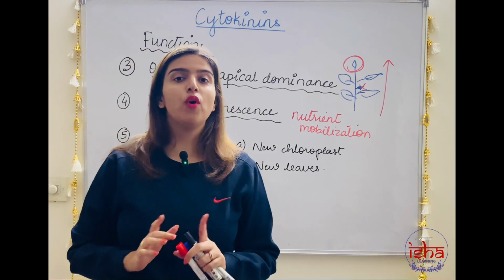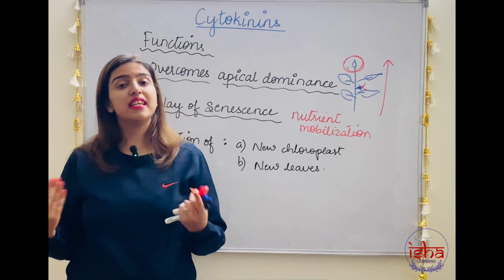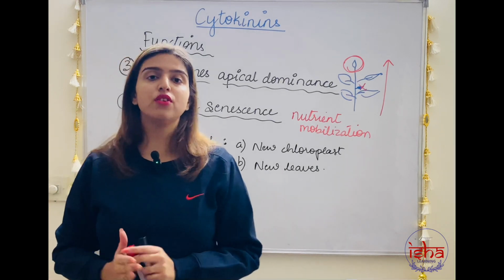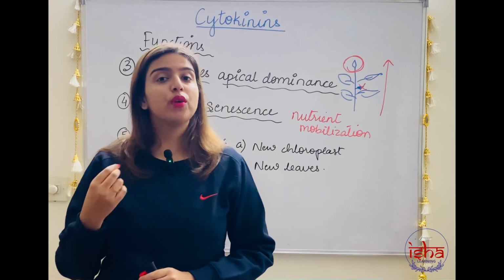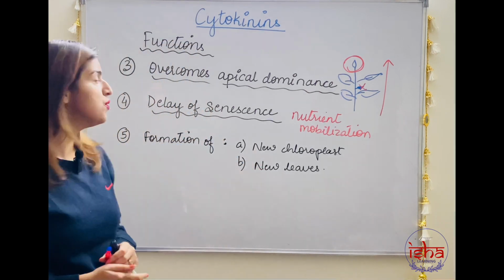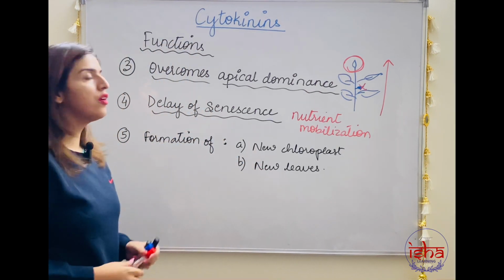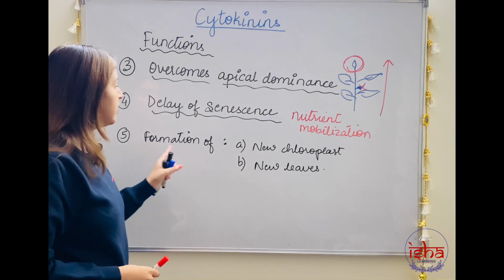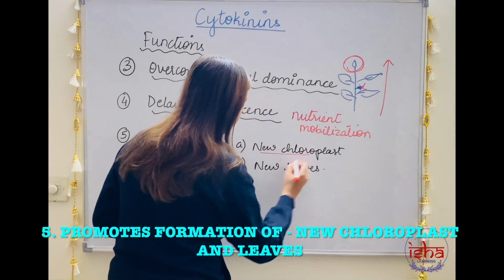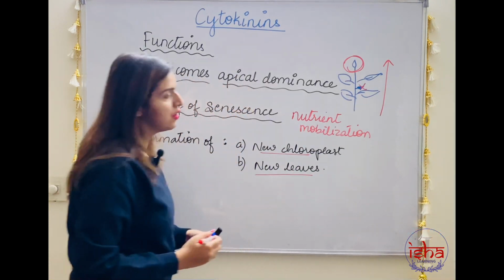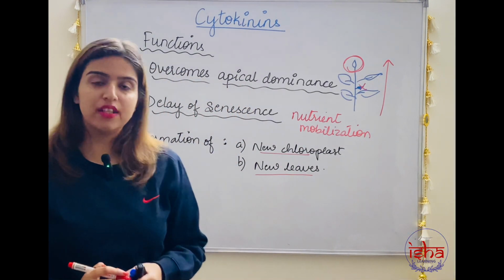So whenever we want the leaves of the plant to stay green for a long period of time, we're going to spray cytokinins that are going to help delay this senescence process. Another important function is that cytokinins promote the formation of new chloroplasts and also new leaves. So, well, this was about cytokinins.